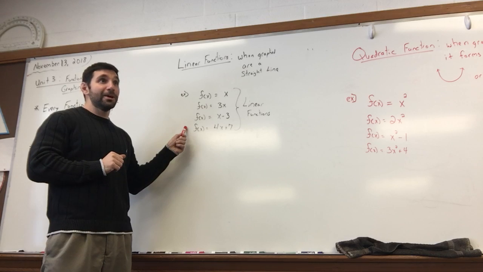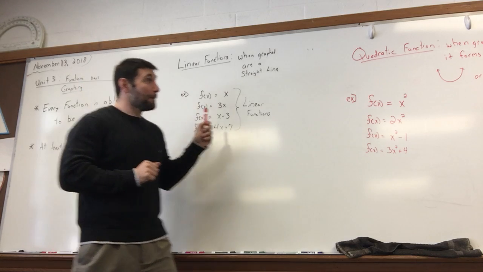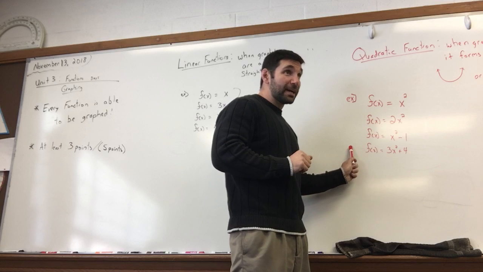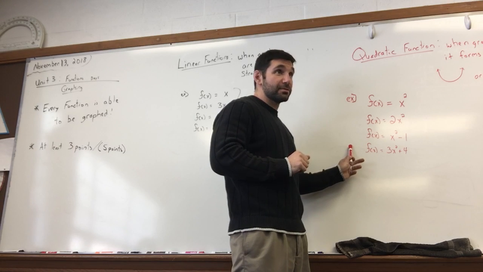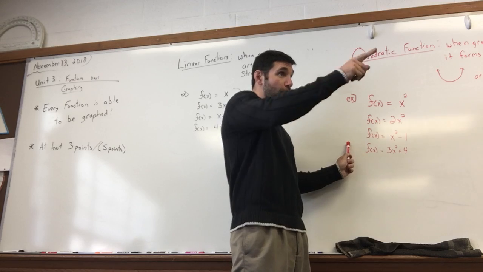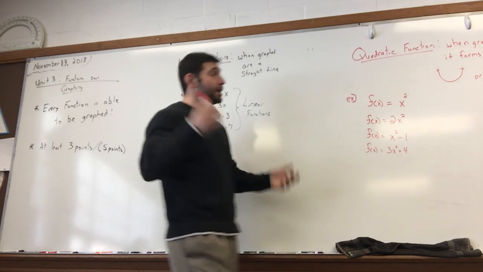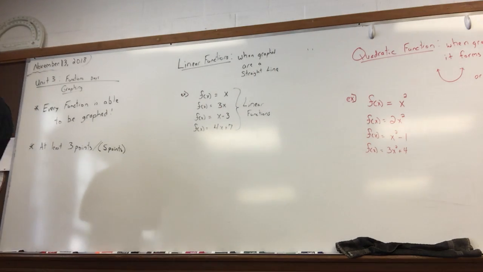A straight line. Great job. But if I'm looking at these, my graph better be one of two shapes. What's one of the two shapes? Michaela? U or an umbrella. Those are the three shapes that we will be graphing.